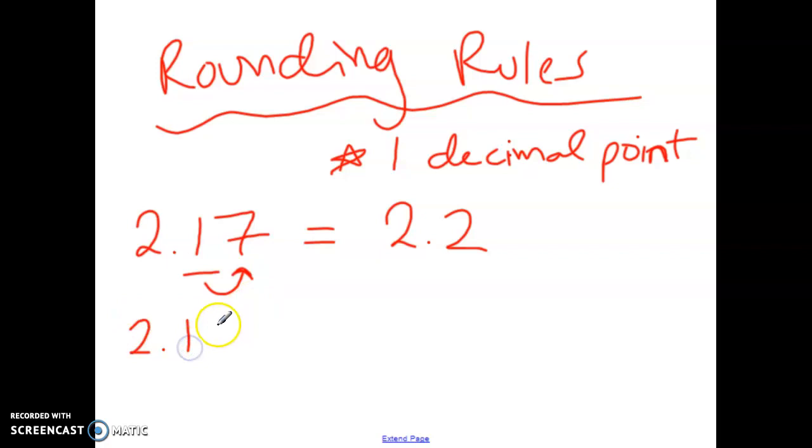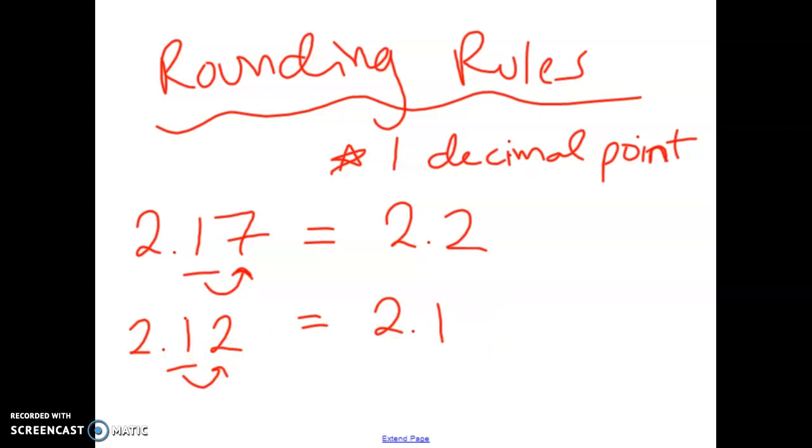Let's say we were to now look at something that had a number lower than 5. If we have a number lower than 5, that means we are not going to round up. We would keep that value the same. This is the rule that most people remember pretty easily. Higher than 5, you round up. Lower than 5, you keep the same. You do not round, right?